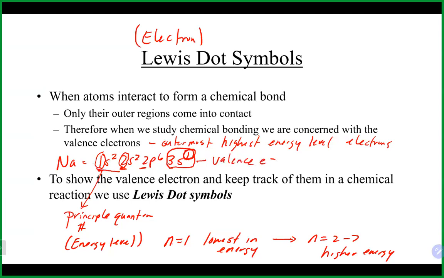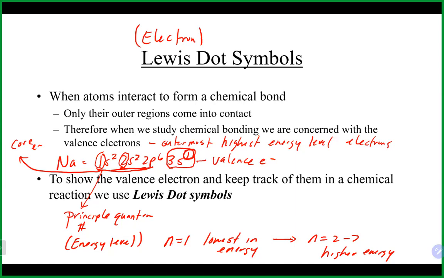The rest of the electrons down here are what are referred to as core electrons. Core electrons are closer to the nucleus, which means that they're held a lot stronger and they're not involved in bonding. So it's only those outermost electrons that are involved in bonding. So here with sodium, it's got 10 core electrons, which are too close to the nucleus to be involved in bonding. It has just that one electron that's going to be involved in bonding. So to show valence electrons, we keep track of them by using Lewis dot symbols.